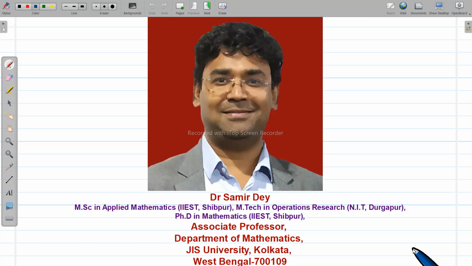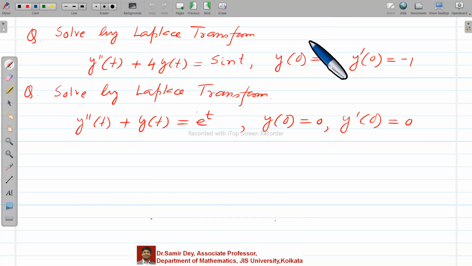Okay, today I'll discuss one of the most important topics, that is application of Laplace transform. Here, the application is mainly to solve differential equations by using Laplace transform. So here I have considered two problems. Now try to understand what is the difference between these two questions.